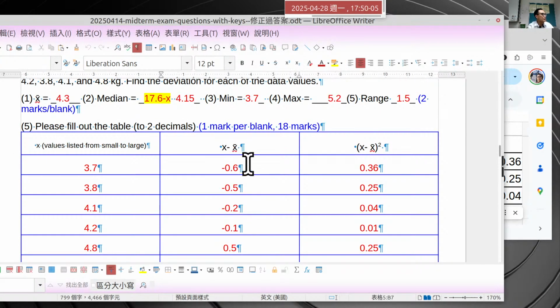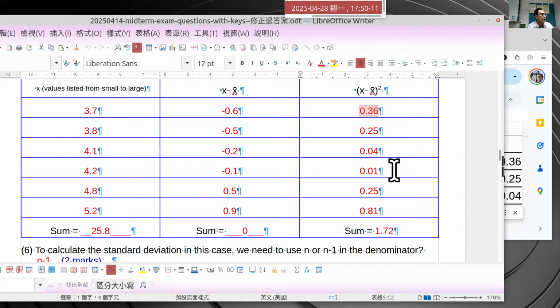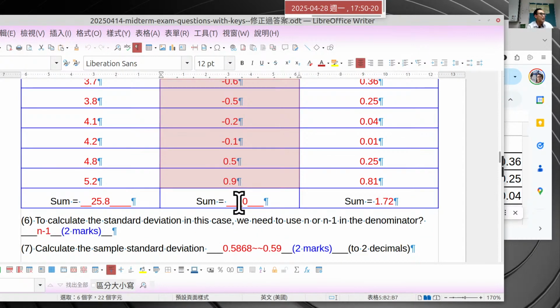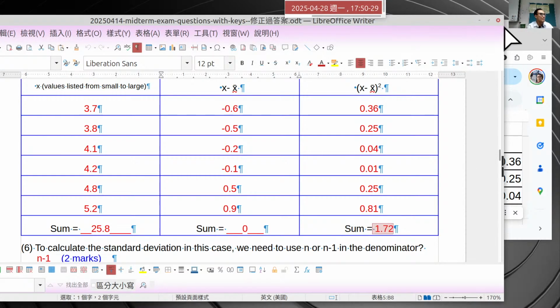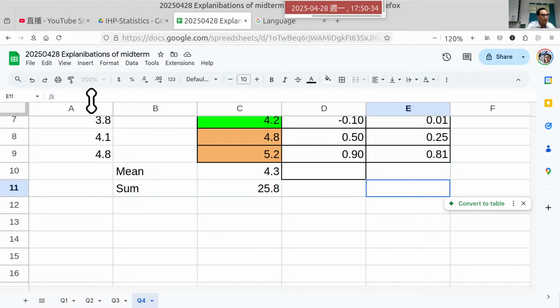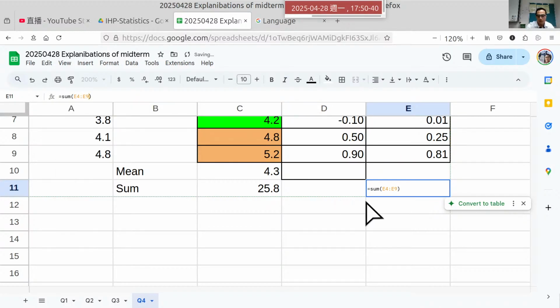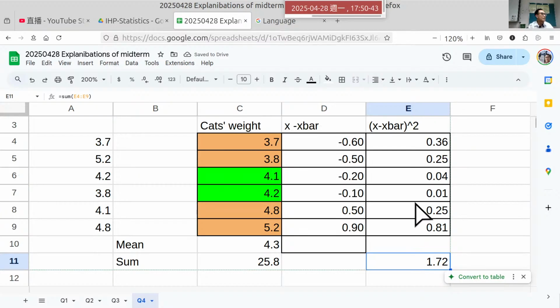We can see the answer, minus 0.5, and the square is 0.25, like this. And theoretically, because everyone subtracts the mean, the sum of the deviations should be 0, because some are pluses and some are minuses. And for the sum of the squares, that's 1.27. Okay, so far for question number 4, any question?